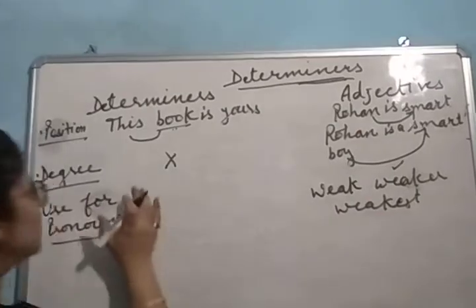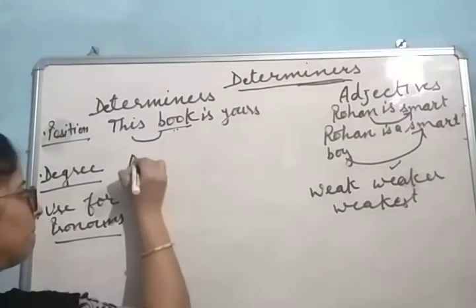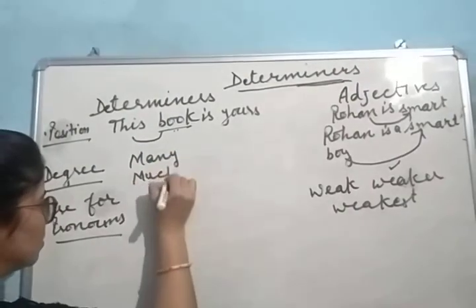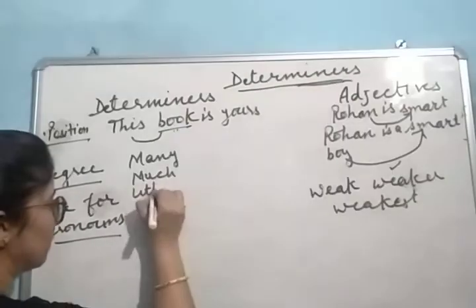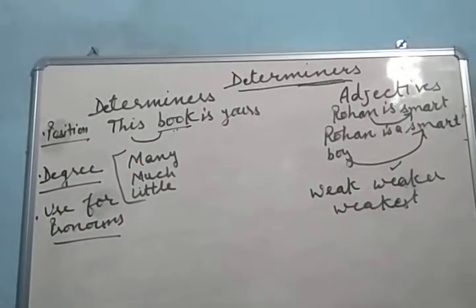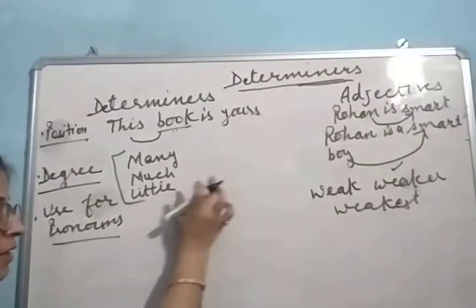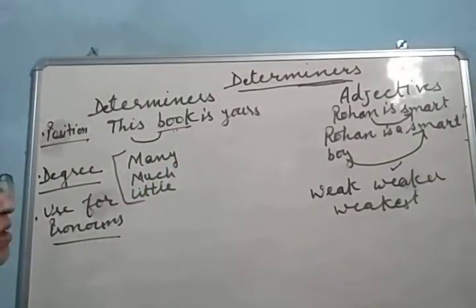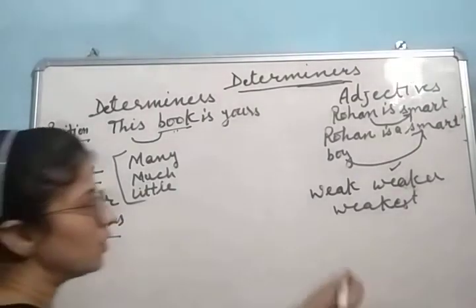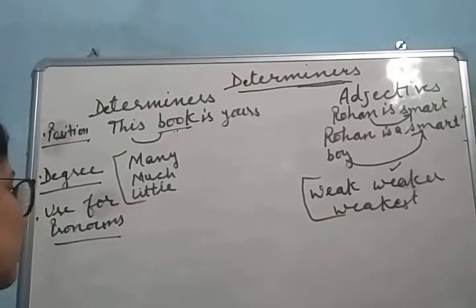There are some words in determiners which have degrees, just like many, much, little. They have many, more, most; much, more, most; little, less, least. But not all determiners have comparative and superlative degrees, whereas all adjectives have superlative and comparative degrees.